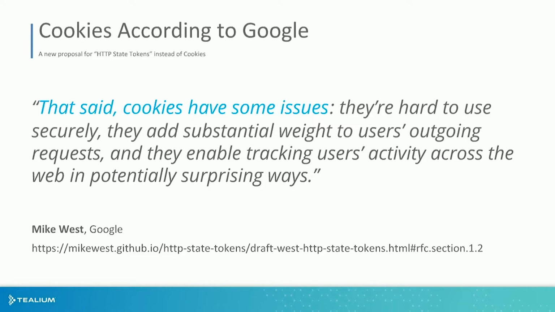So he's covering a couple things here. The substantial weight means you could set 4 kilobytes of cookies, and every request to a web server in that matching domain will also send that 4 kilobytes. So this is slowing down the web. It's creating more network slowness out there. Especially if you have a phone with limited network, that's going to be a problem. So this increased weight of cookie abuse is a problem, and they're hard to use securely.